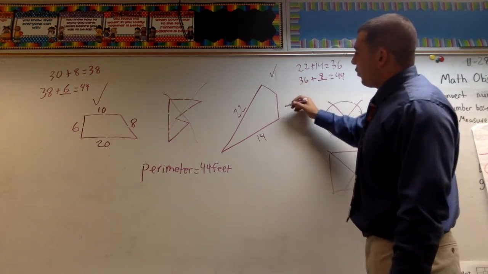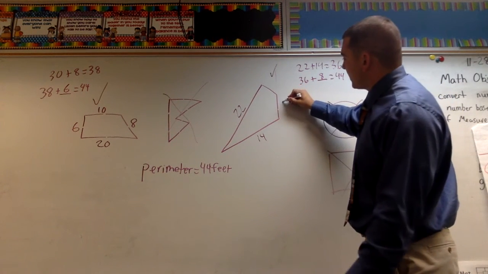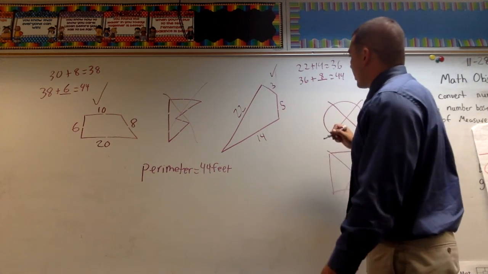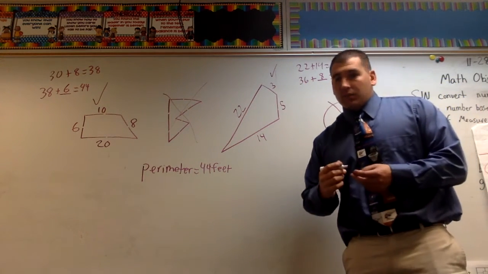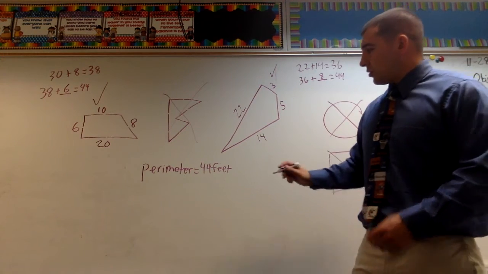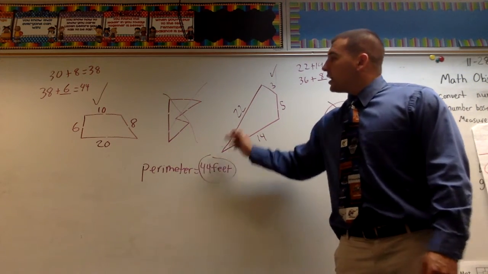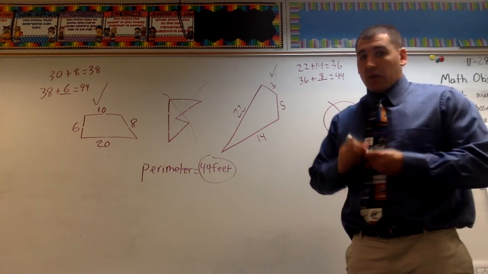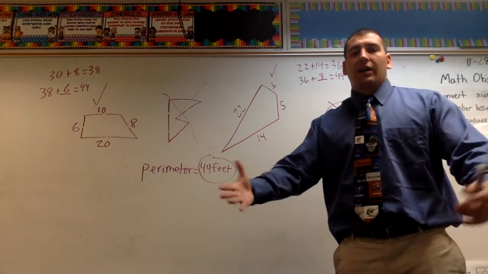Well, I can make it 4 and 4, but this side looks a little bit longer. I'm going to make this 5 and this one 3. And then I know, again, mine adds up to 44 feet, okay? I got my 44 feet, and different quadrilaterals. They have 4 sides. I accomplished my goal.